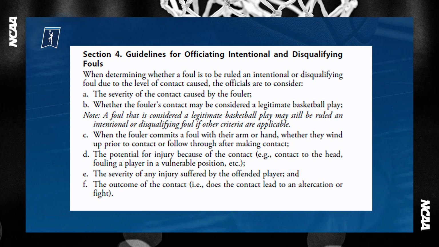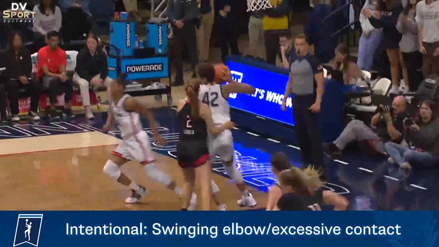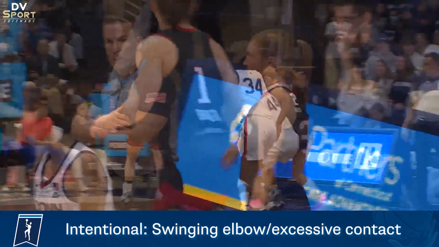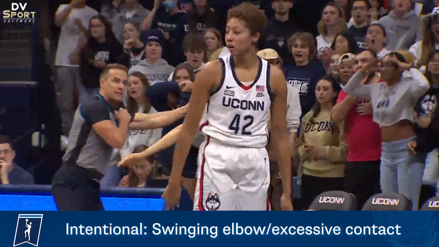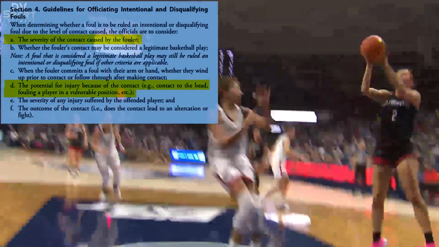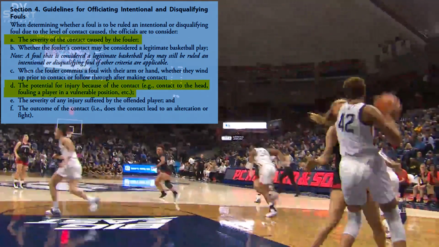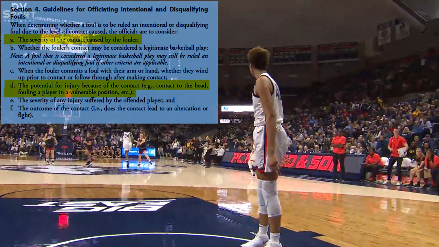Here are some examples. This is an example of illegal contact caused by the swinging of an elbow that is excessive and unnecessary. When the rebounder swings their elbow rapidly and makes contact to the face of the opponent, an intentional foul has occurred. The severity of the contact and the potential for injury due to the contact to the head are two of the 6 guidelines from Appendix 3 that apply to this play.